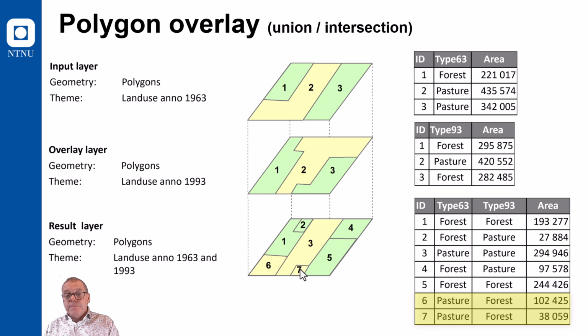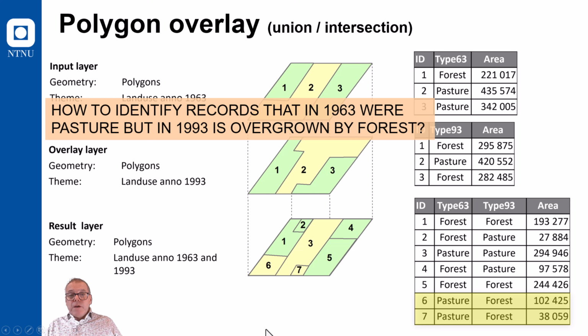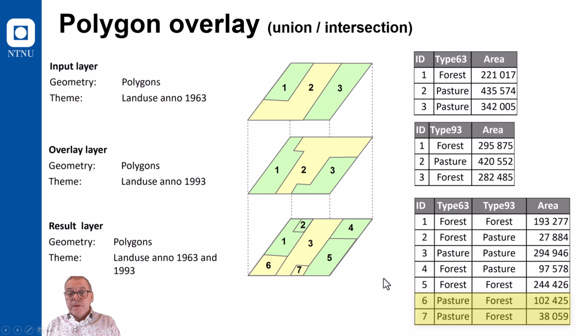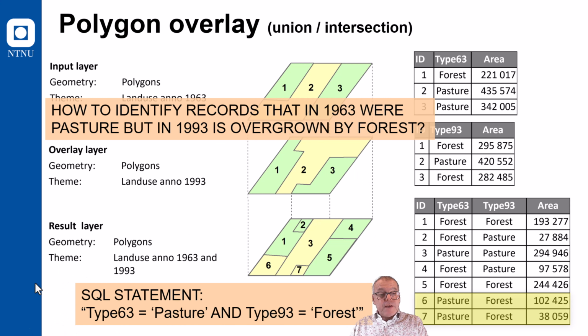So this was an often used exam question I used to pose: how to identify records that in 1963 were pasture, but which in 1993 are overgrown by forest. And this is then an SQL that would provide this answer. So type 63, this column here, should be pasture. So there is also this one here, which would fulfill the first requirement.